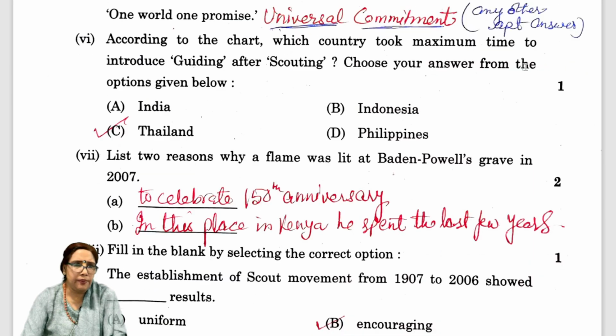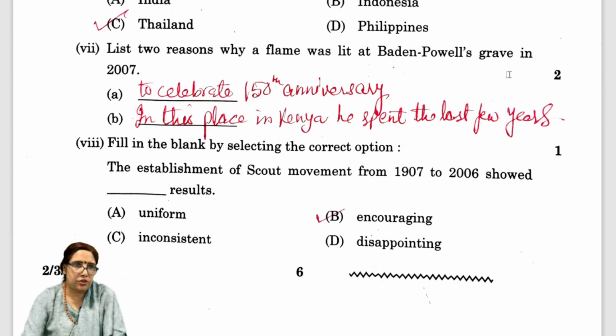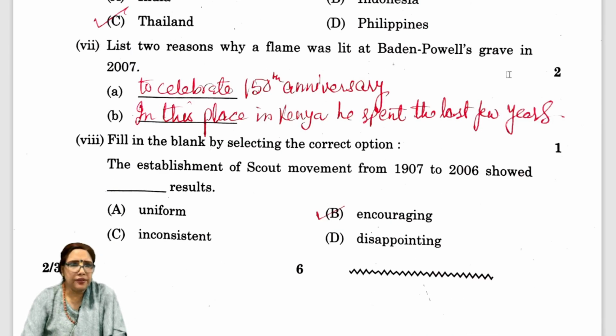by CBSE. Now coming to part 6, according to the chart, which country took maximum time to introduce guiding after scouting? And the answer to this is Thailand. Now part 7, list 2 reasons why a flame was lit at Baden Powell's grave in 2007. So you had to write 2 reasons because the question carries 2 marks.